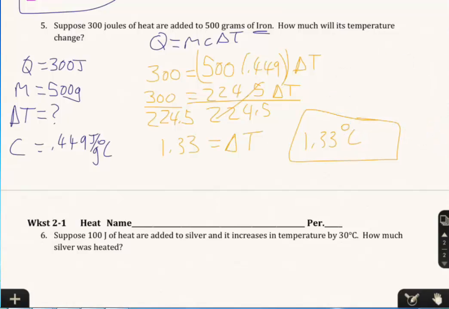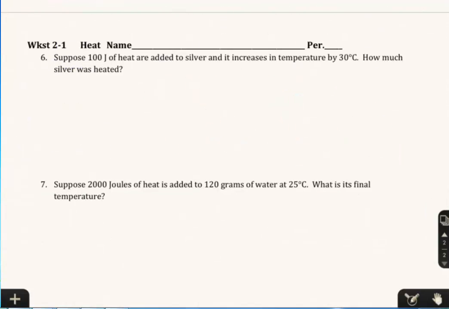It's pretty straightforward, but pay attention to the order of operations. Number 6, suppose 100 joules of heat are added to silver and it increases in temperature by 30 degrees Celsius. How much silver was heated? Well, again, we're using this formula because we're messing with heat. Q equals MC delta T.